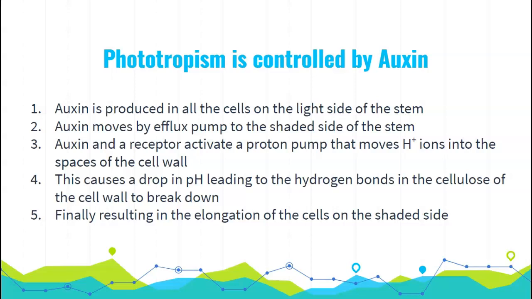When auxin gets to the shaded side of the stem, it activates a proton pump to move hydrogen ions into the cell wall. An increase of hydrogen ions means that the area that all those hydrogen ions are in is now acidic. This drop in pH, this acidic pH that's now there, leads to the breakdown of the hydrogen bonds in the cell wall. By breaking down the cell wall, the cells start to elongate, and now the cell starts to move towards the light.